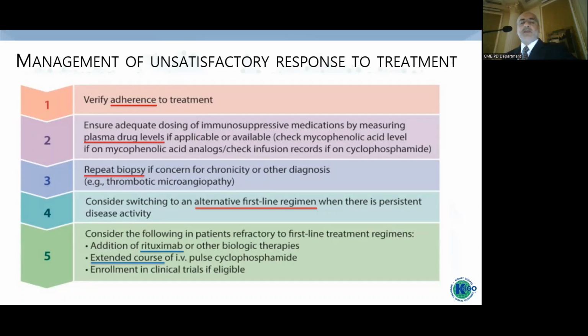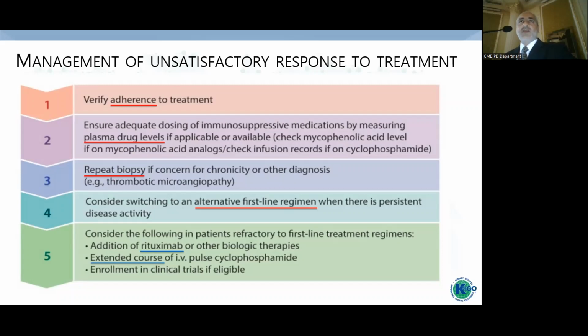The other thing is a plasma drug level. Some medicines should be monitored for drug level, like MPA or CNIs, to make sure that the patient is getting the proper dose and the proper drug level to induce remission and reach the stage of complete remission or partial remission.